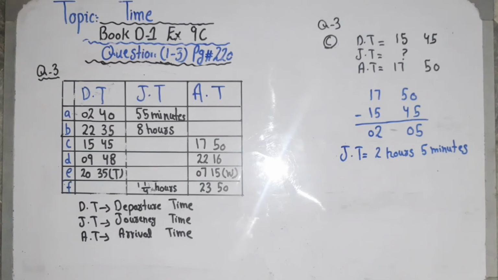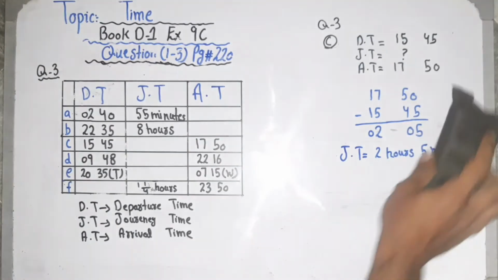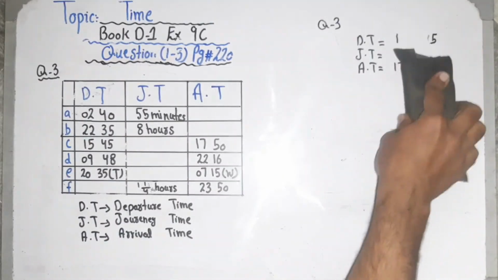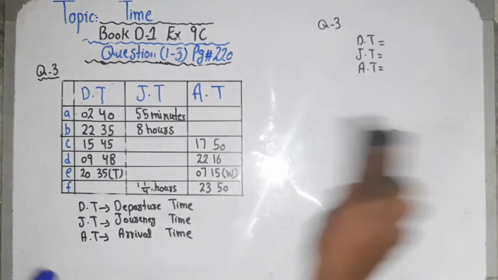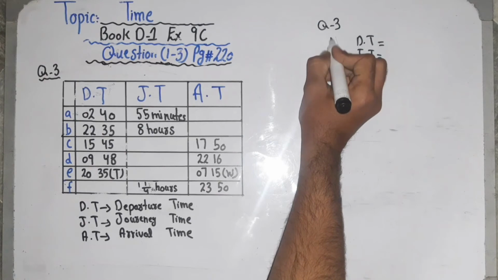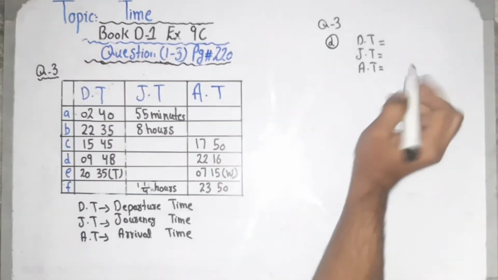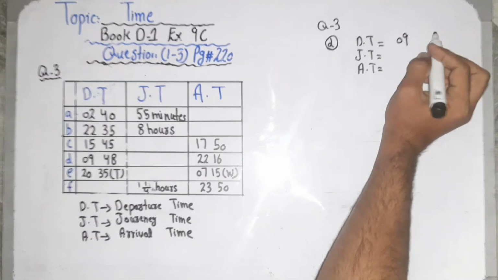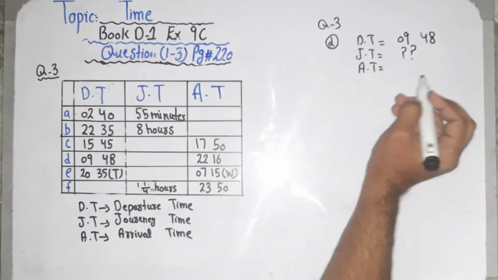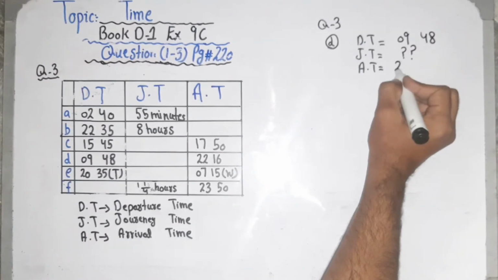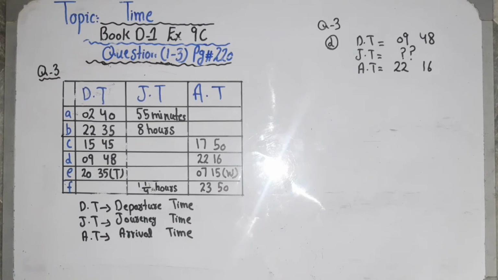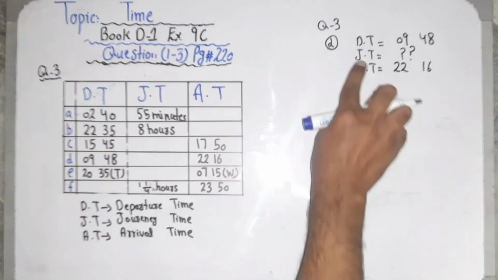Okay, now we are going to solve part D of this question. So part D is very simple, not very simple. Departure time is 09:48. Journey time we have to find, and arrival time is 22:16. Okay, now we have arrival time, and we have to find journey time.